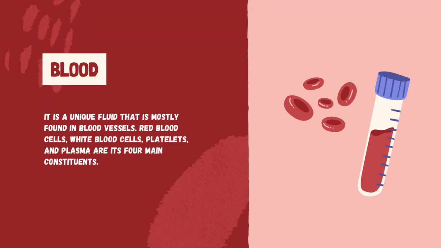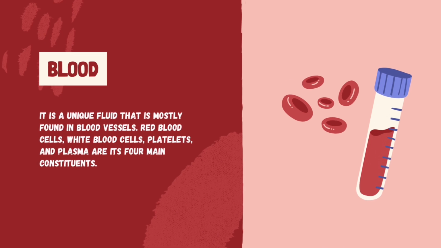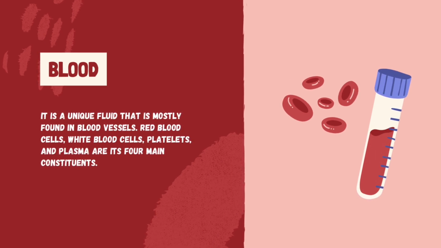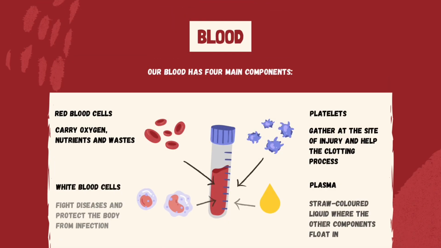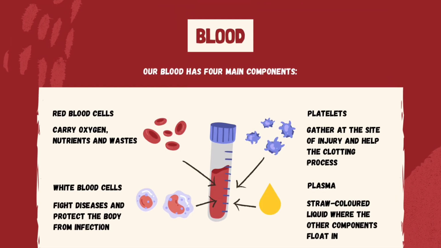The blood. It is a unique fluid that is mostly found in blood vessels. Red blood cells, white blood cells, platelets, and plasma are its 4 main constituents. Our blood has 4 main components.